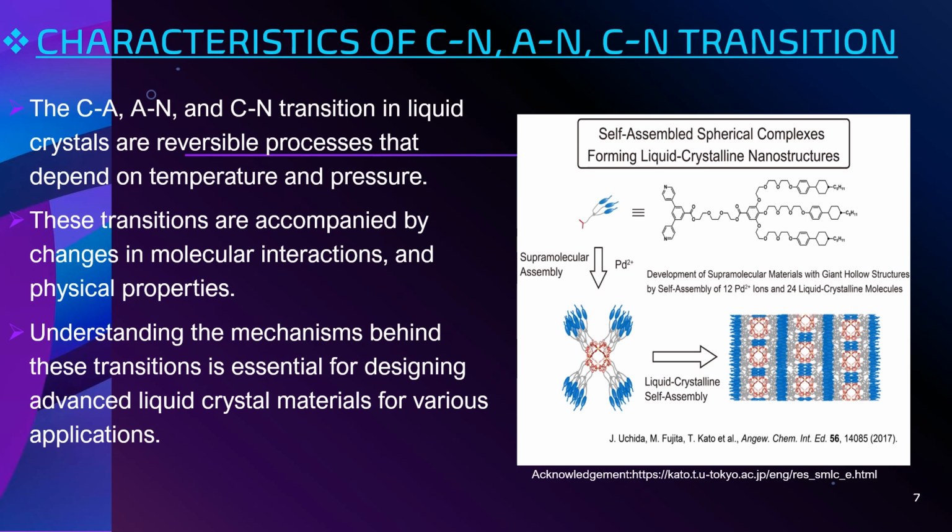What are the characteristics of Ca, An and Cn transitions in liquid crystals? During the Cn transition, the liquid crystal molecules change their alignment from a helical structure to a more random orientation. This results in a loss of the helical ordering and the formation of a uniform director field. The Ca, An and Cn transitions in liquid crystal are reversible processes that depend on temperature and pressure.